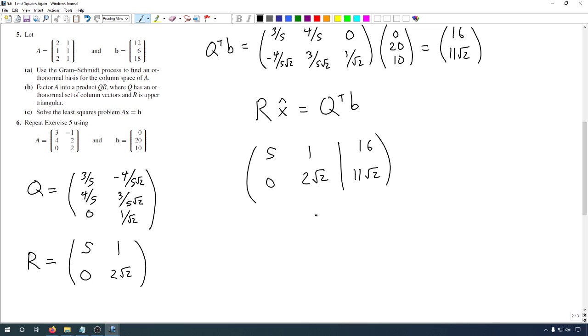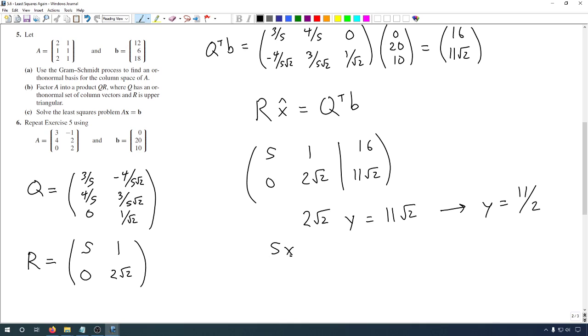Our second equation, let's just use x and y instead of x1 and x2, but this is saying that 2 square root 2 times y is equal to 11 square root 2. Well, the square root 2's really don't matter here, so we can go ahead and divide and get y is 11 halves. Then we use that for the other part.